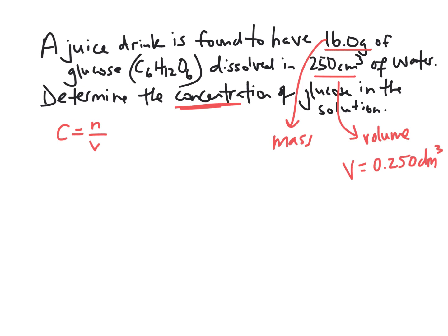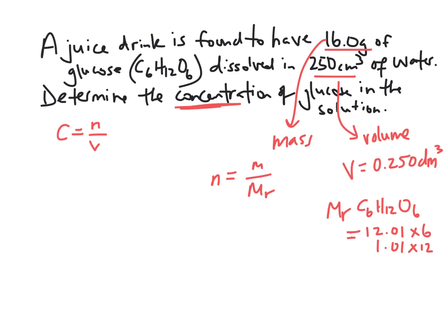So we have to figure out n. In order to get the number of moles from mass, what do you have to do? You will have to use the molar mass, or the relative molecular mass, of glucose from the periodic table in order to solve for moles, using the formula: the number of moles is equal to the mass divided by the molecular mass. So let's get the molecular mass of glucose, C6H12O6. Carbon is 12.01 times 6 of them. Hydrogen is 1.01 times 12 of them. And oxygen is 16.00 times 6 of them. You add that all up, and you get 180.18 grams per mole.